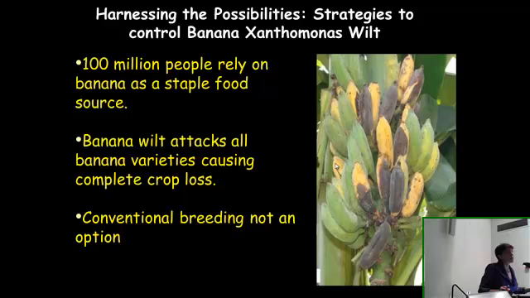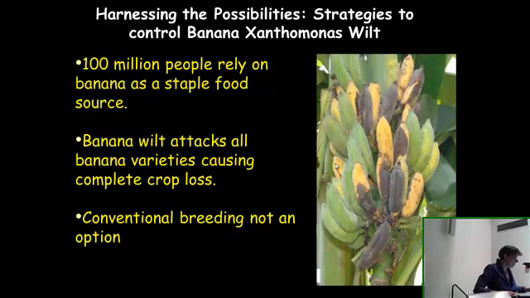It's an important staple food for people in Africa. 100 million people in East Africa rely on banana for sustenance. There's a disease that has been spreading like wildfire throughout Eastern Africa called Banana Xanthomonas Wilt, and it infects virtually all banana varieties. There's no known method to control this disease, and it's very, very difficult to breed bananas. Most bananas are clonally propagated.